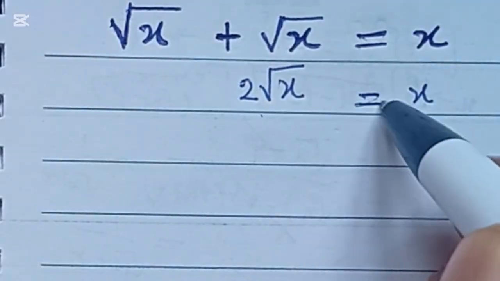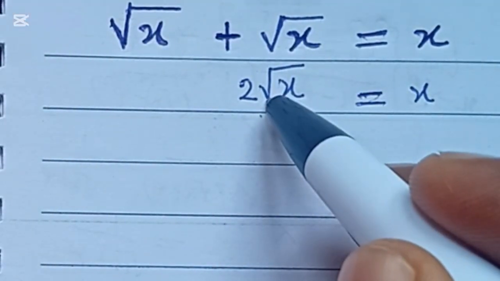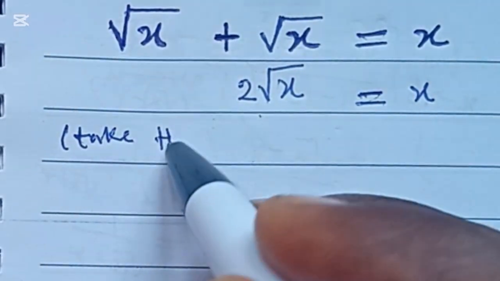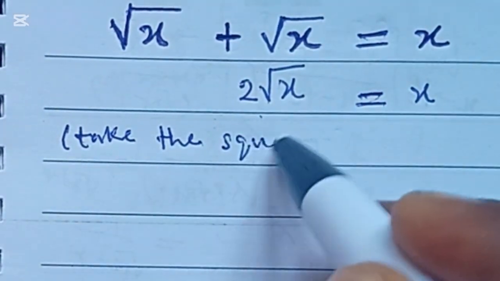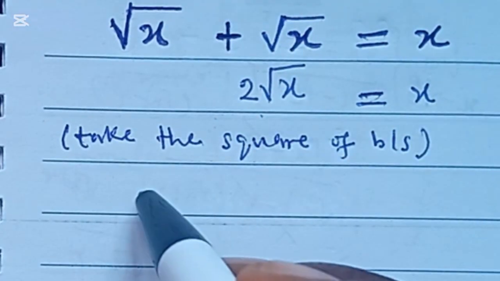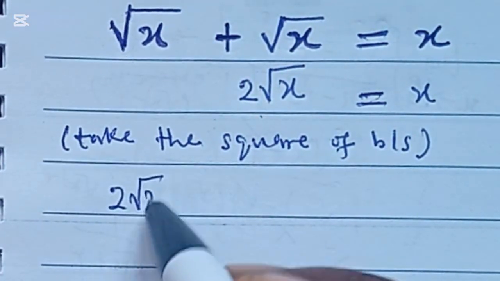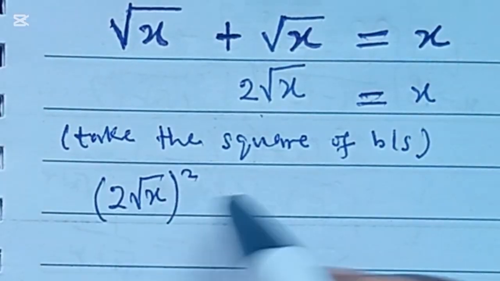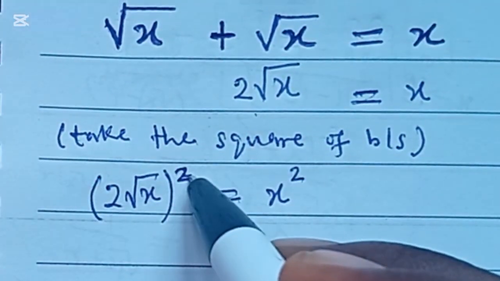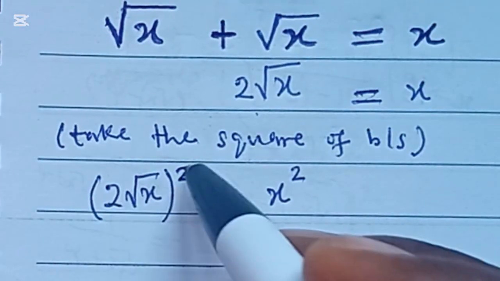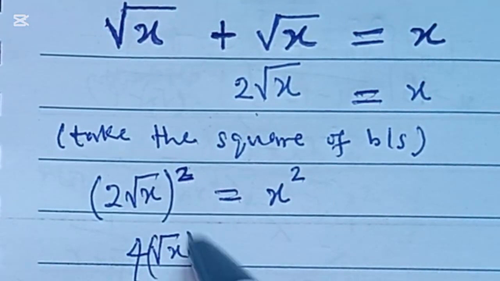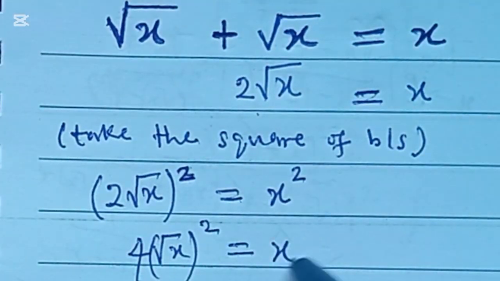Alright, so to eliminate the square root, what we simply do is to take the square of both sides of the equation. So you take the square, you get the 2 root x squared, and then on the right hand side we have x squared. Okay, and then when we expand this bracket, we have 2 squared, which is 4, and then we have the square root of x and then squared, which is equal to x squared.